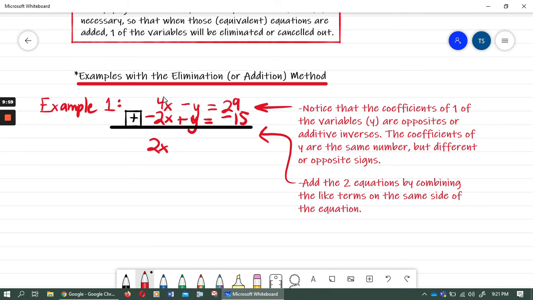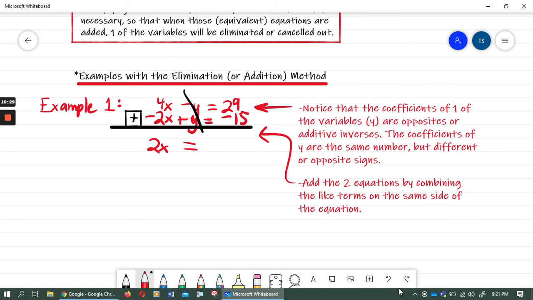Negative y plus y. Again, guys, that cancels out. That's what we want to happen. We want to be able to add these two equations together so that one of the variables cancels. I'm going to do it one more time: negative 1y plus 1y. It cancels. Look at that. That's exactly what we wanted to happen, guys.